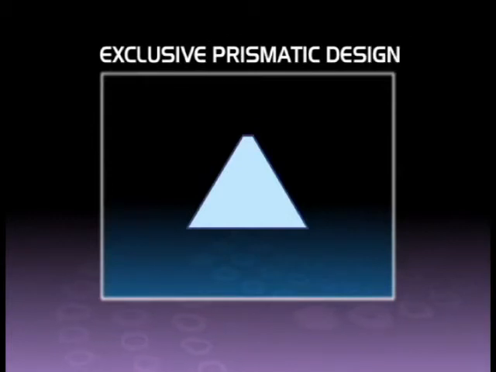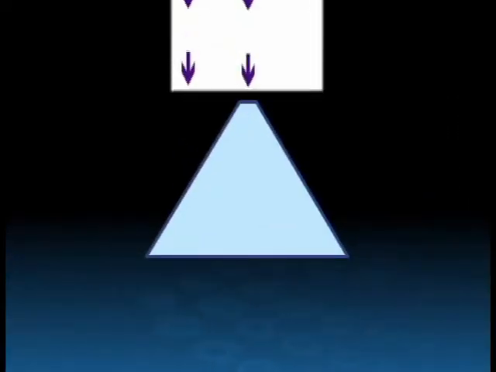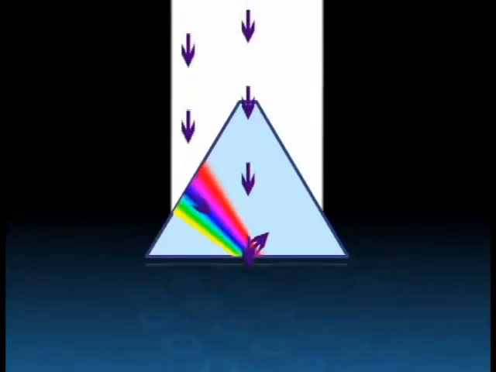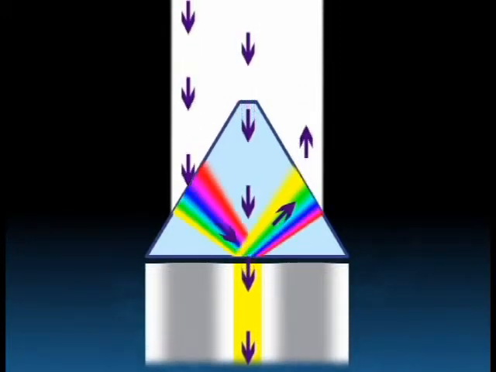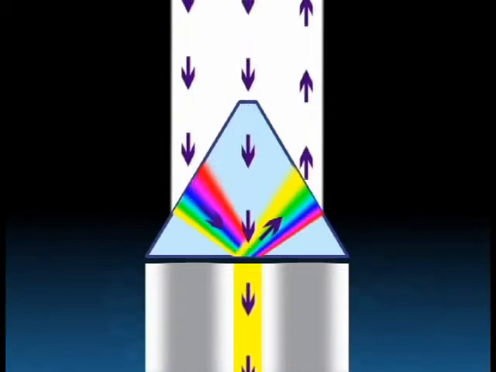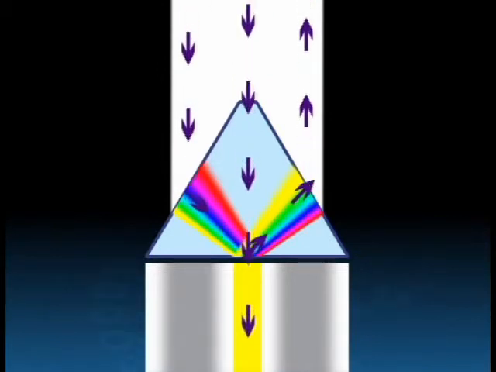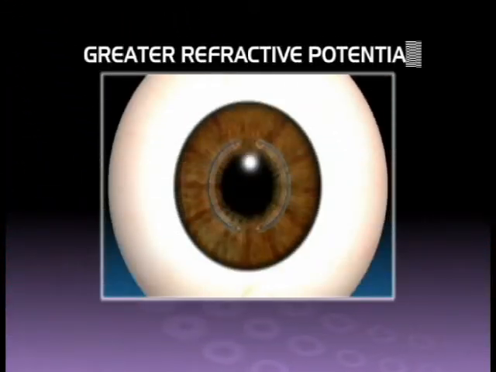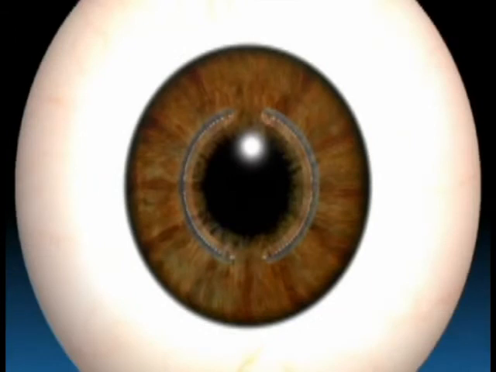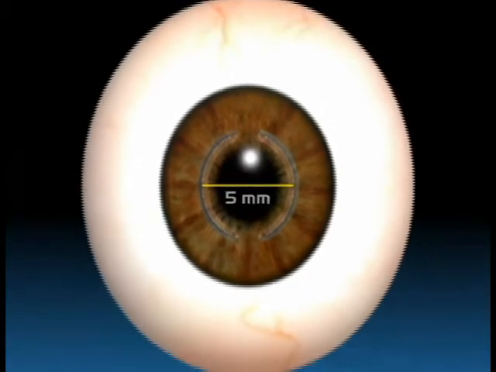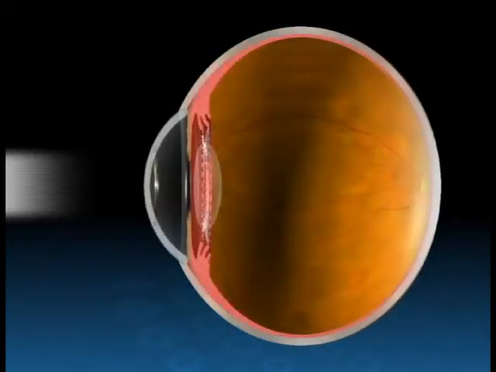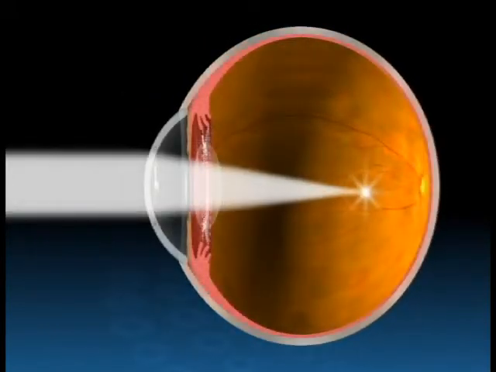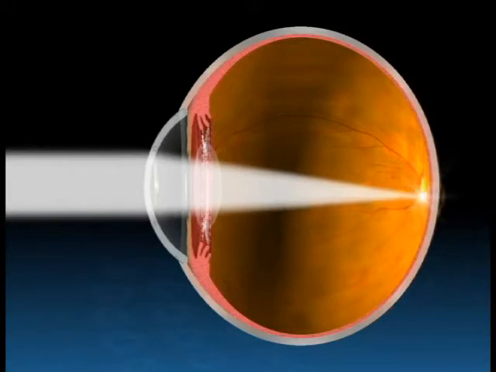Exclusive prismatic design. Keraring's unique design generates a prismatic effect by which the light refracted in the implant is reflected out of the eye, thus reducing glare and halos. Greater refractive potential. Keraring's design and implantation zone provide greater potential of refractive change, allowing correction of high degrees of myopia and astigmatism.